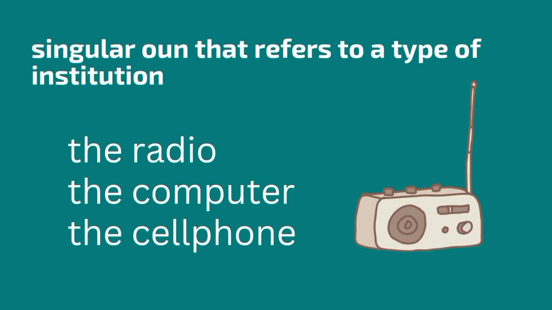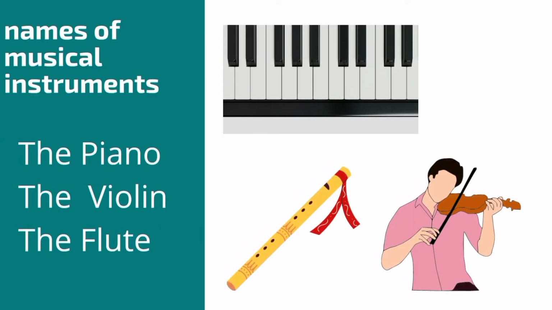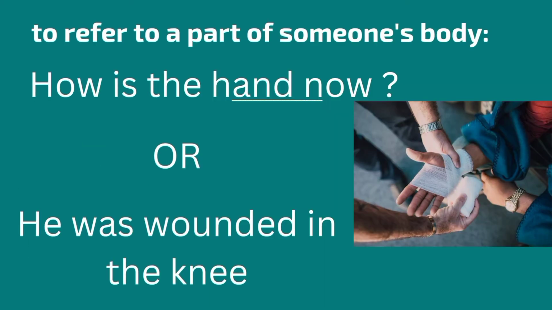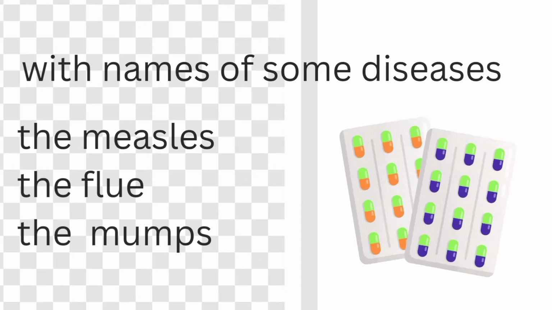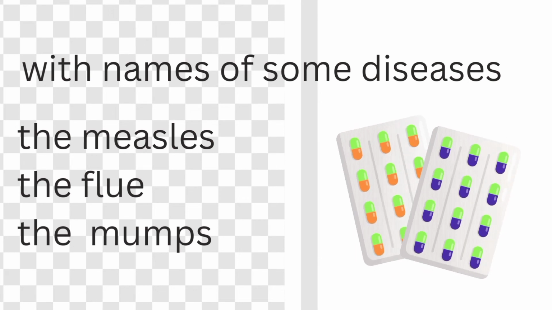Similarly with a singular noun that refers to a type of institution. For instance, the radio, the computer, and the cell phone. Similarly with names of musical instruments like the piano, the violin, and the flute. The is also used when it refers to a part of someone's body. For instance, how is the hand now? Or he was wounded in the knee. The is used with names of some illnesses like the measles, the flu, and the mumps, etc.